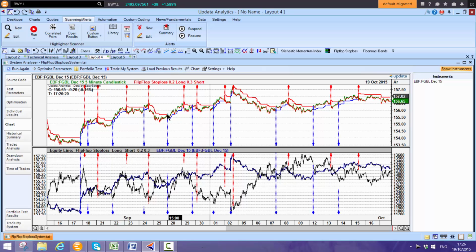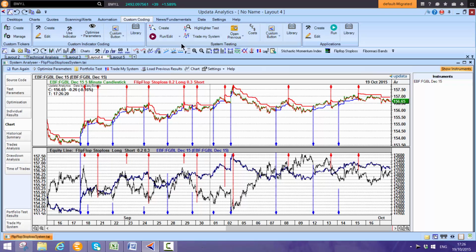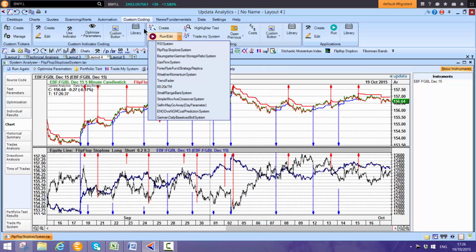system testing. Here is one which is the flip-flop stop loss, and if I wanted to run a test, let's just have a look at running a simple custom code. Again, there's a whole library full of trading systems, so you can just download those trading systems, but let's just have a look at one.